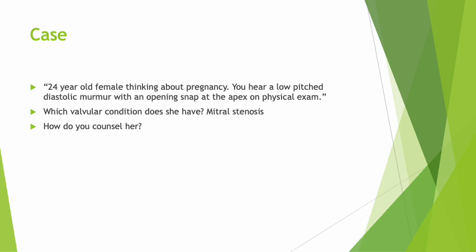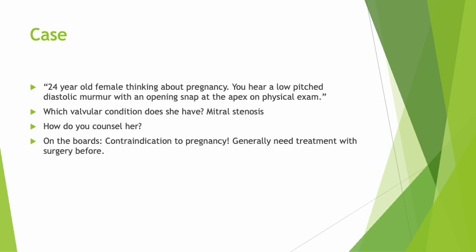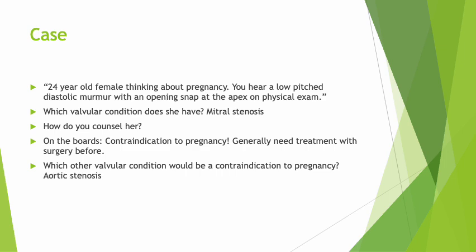And how do you counsel this patient when she's thinking about pregnancy? The answer to this on the boards is that it's going to be a contraindication to pregnancy, and you generally need treatment with surgery before. And the reason for this, if you think about it, is that pregnancy is going to be a higher flow state. So when you have a closed off mitral valve where the blood can't move through well, that could be a severe risk to both mom and baby. And which other valvular condition, when you just think about that, would also be a contraindication to pregnancy? And this one is not as common, but it's going to be aortic stenosis.